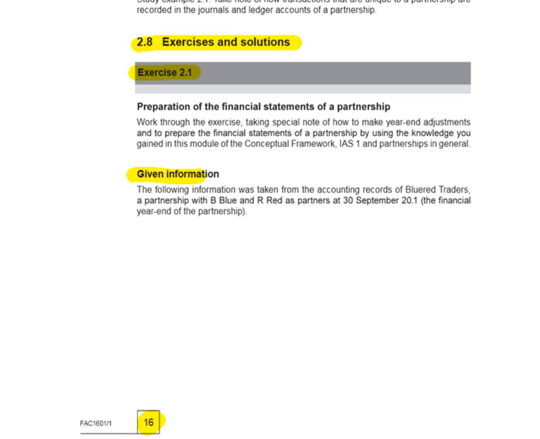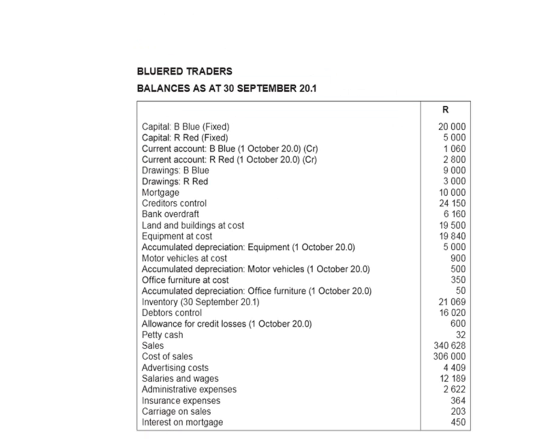Let's start with the given information. The following information was taken from the accounts of Blue Red Traders, a partnership with B Blue and R Red as partners, and we have a 30th of September 20.1 year end. That year end is very important, please. Then we move on and we have these balances at 30th of September.